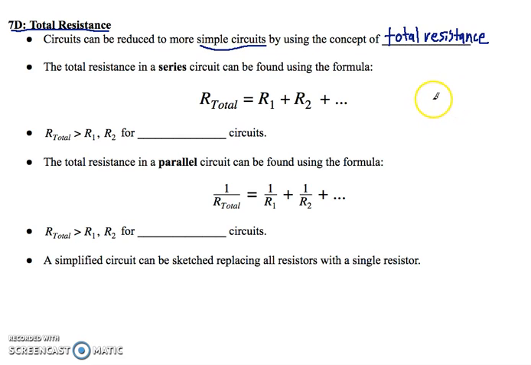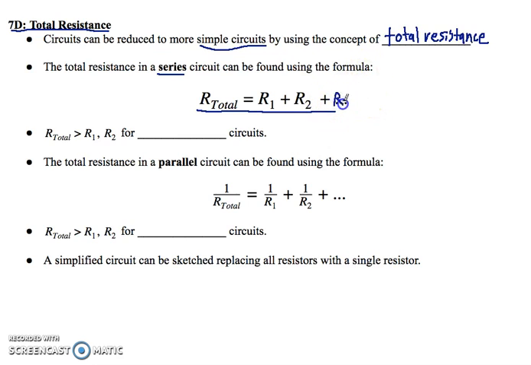So you could do that for both circuits in series and parallel. We're going to be looking at series circuits first. So the total resistance in a series circuit can be found using this formula right here. So the total resistance equals R1 plus R2 plus, if you had more resistors, you just keep adding them.